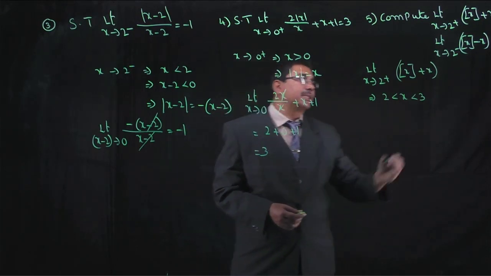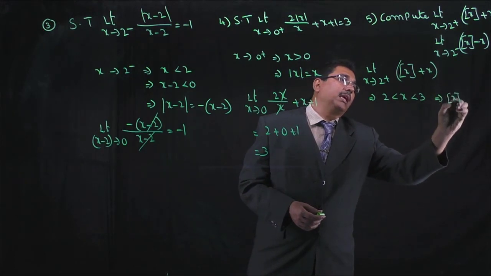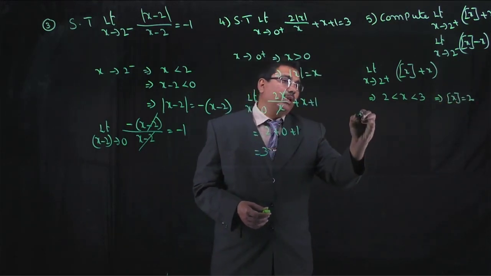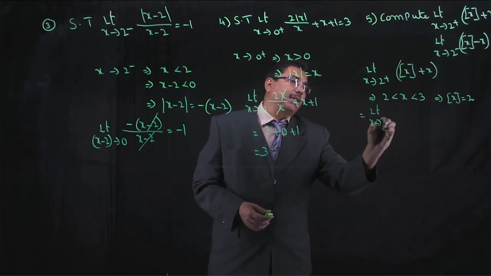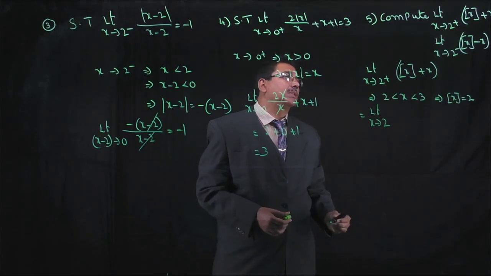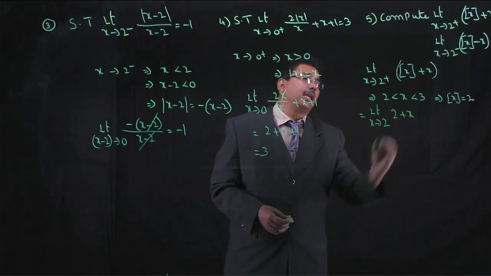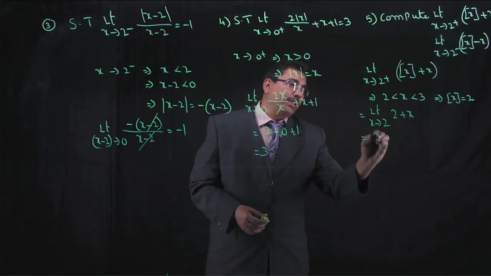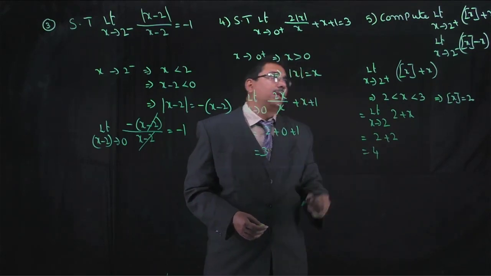That implies box x is equal to 2. That is equal to limit x tending to 2 of 2 plus x. Now by applying the limit, 2 plus 2, that is equal to 4, right?